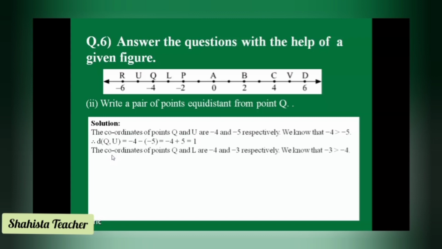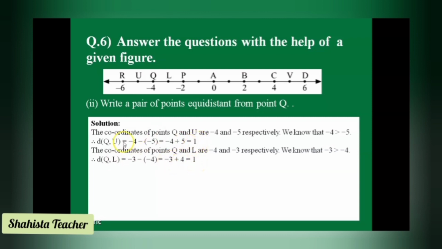Statement: the coordinates of points Q and L are -4 and -3 respectively, and we know that -3 is greater than -4. Now we are finding the distance of Q to L. So we will write -3 minus, inside the bracket, -4. Here a minus sign is there, so minus into minus becomes plus. So +4 minus 3 gives us 1. So the distance of Q to L is 1.